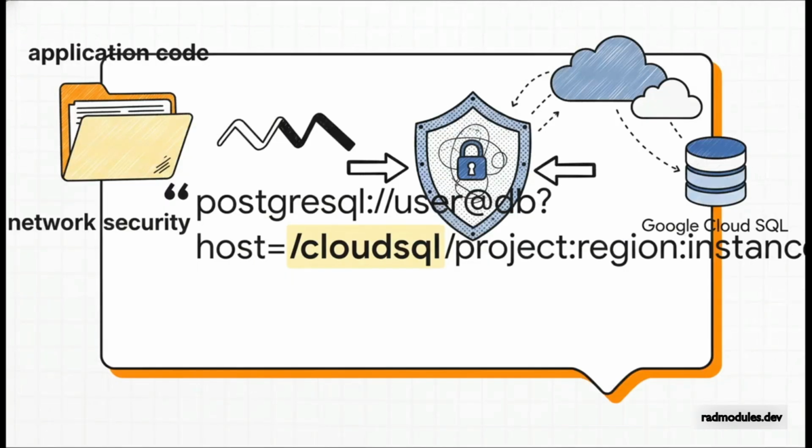Now check this out. What's so cool about this connection string is that host parameter. Your app isn't connecting to some random IP address, it's connecting to a simple local path. The proxy just completely hides all the networking and security complexity. It makes your code cleaner and way more secure.